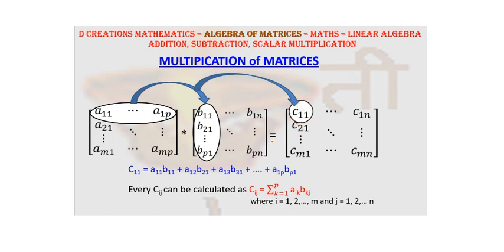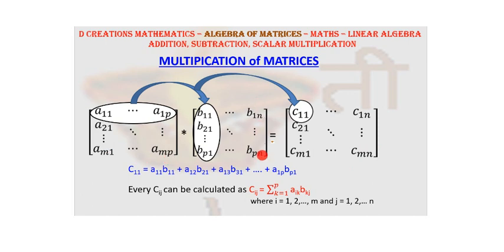For example, if you want to get C21, you have to multiply the second row of the first matrix with the second column of the second matrix. In this manner, when you want to get this particular entry, CMN, you have to multiply the mth row of the first matrix with the nth column of the second matrix.